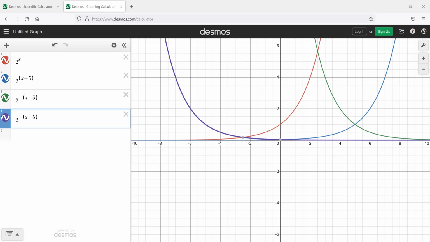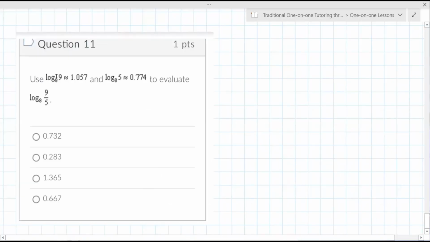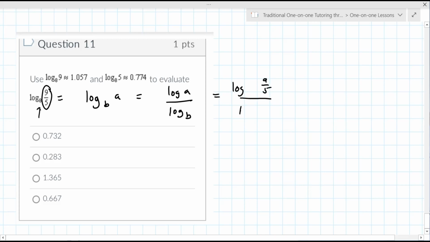All right, so let me share my screen and get back to sharing that other screen. All right, so it says use log base 8 of 9 equals this, and log base 8 of 5 equals this to evaluate this expression here. So you could, and I don't know if this would actually work in Desmos, you could use that change of base formula. Log base b of a means log of a over log of b. Okay, and in this case, a is 9/5 and b is 8. So this would be log of 9/5 over log of 8.